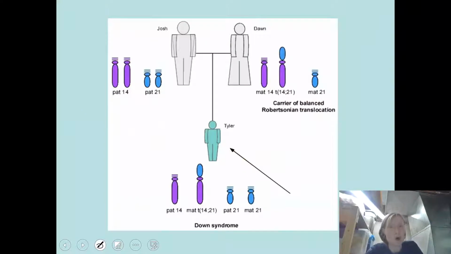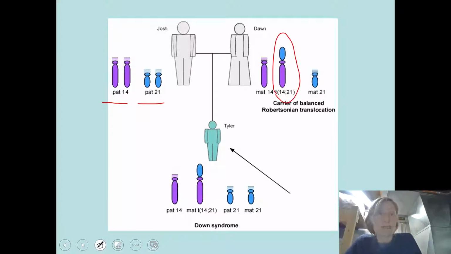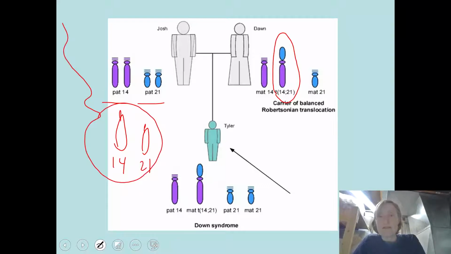Okay, we've got Josh and Dawn here. Josh has two copies of chromosome 14, two copies of 21. He doesn't have a translocation. Dawn has two copies of chromosome 14, two copies of chromosome 21, but she has the translocation we were just talking about. She's healthy. She's perfectly fine. Now, they have a child named Tyler. What has Tyler inherited? Well, from Dad, Tyler inherits chromosome 14, one copy, and chromosome 21. His sperm have one copy of each.